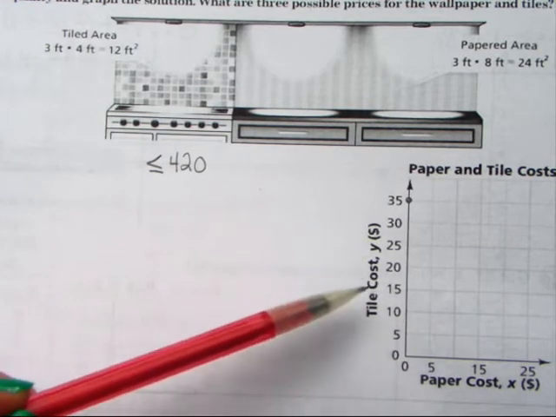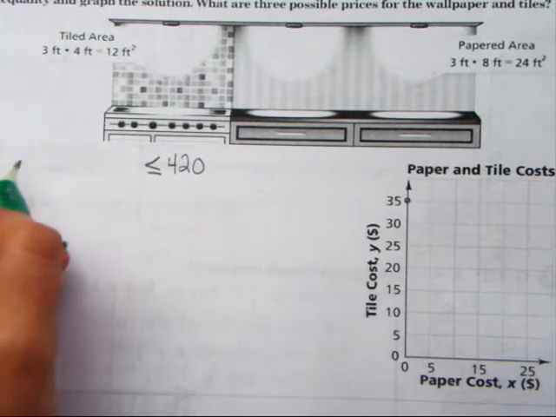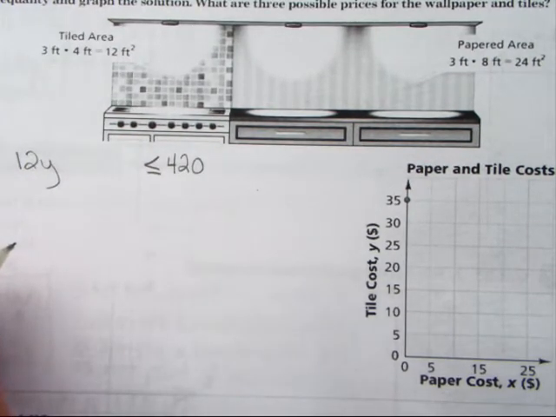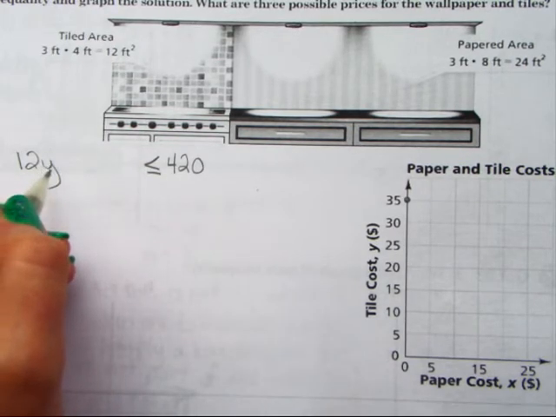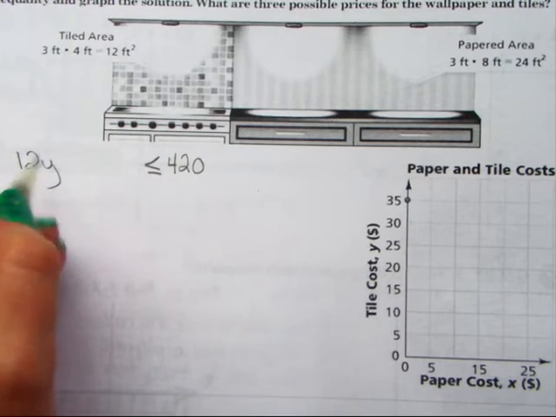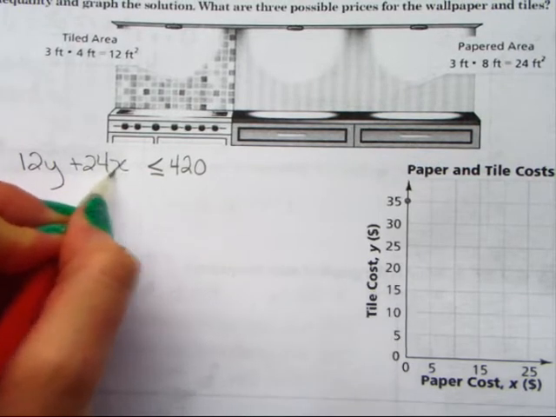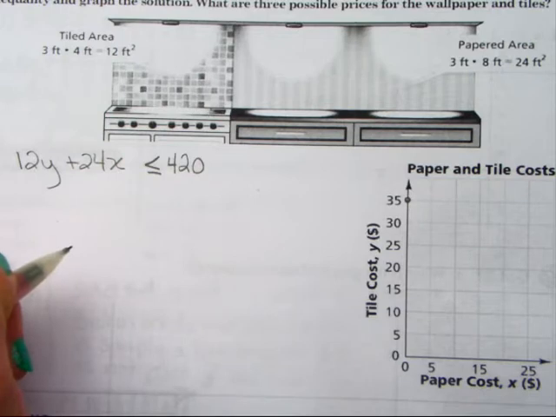If we have 12 square feet of the tile, we know that our price is going to be 12 times Y if Y represents the cost, because we're going to have to buy 12 square feet. So Y will represent the cost per square foot. Now, the papered area, we have 24 square feet times how much the wallpaper costs per square foot. Look at that. That was pretty easy, right?